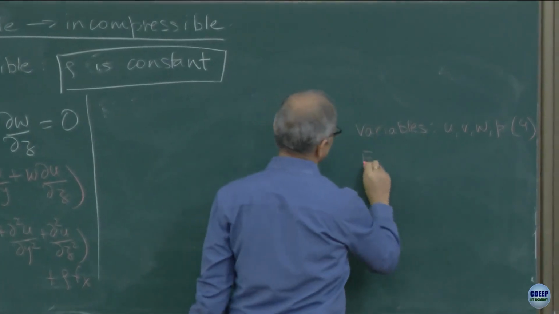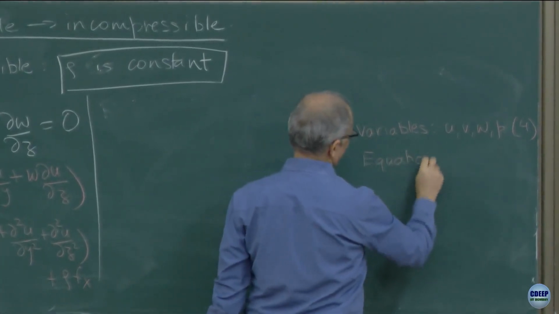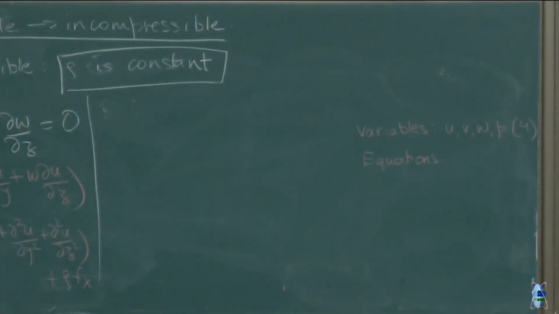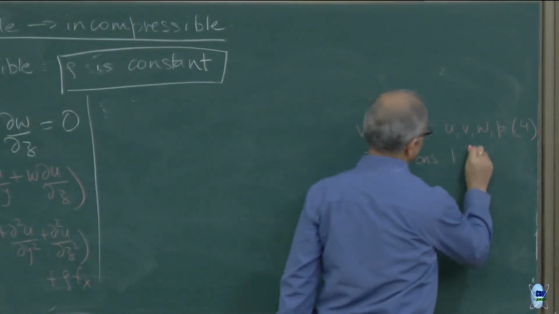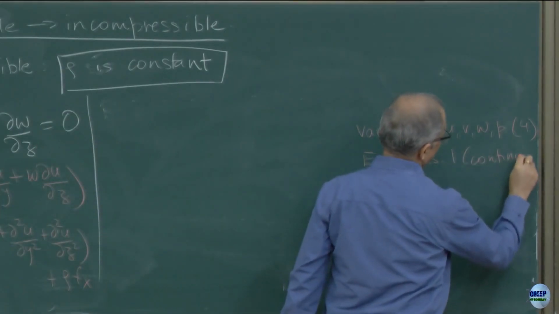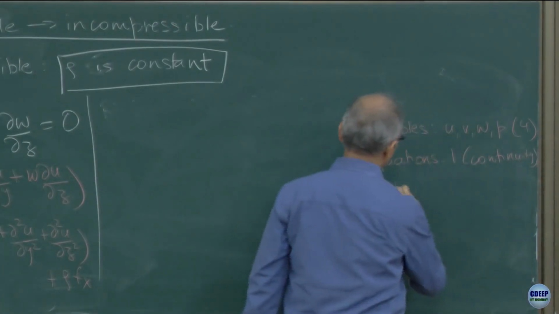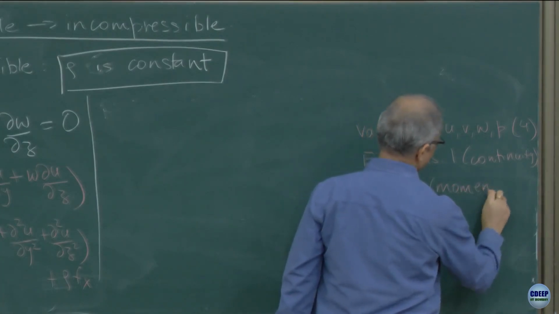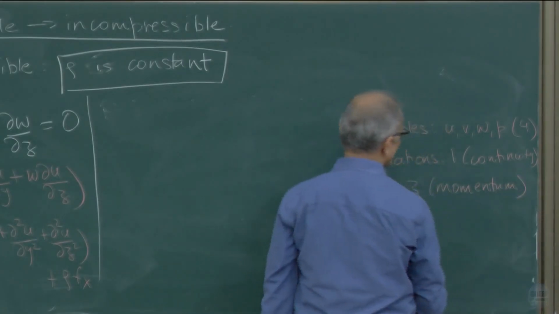And what are my equations now? So the equations are now 1 continuity equation, 3 momentum equations, and that's it. So there is no equation of state that we have now. So we have 1 continuity plus 3 momentum, and no equation of state.